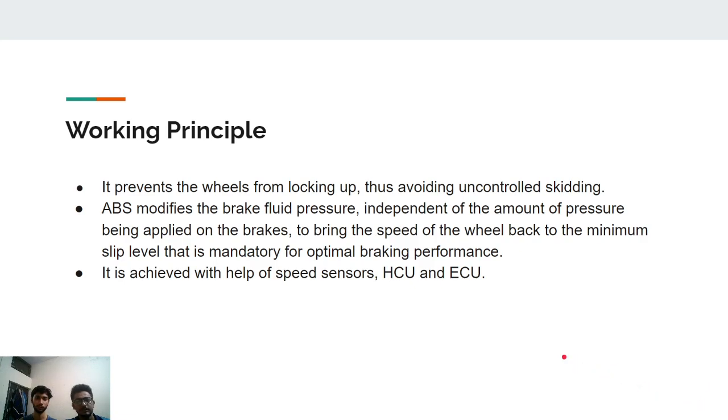It avoids this by modifying the brake fluid pressure, independent of the amount of pressure being applied on the brakes, which we generally apply while slamming on the brake in emergency situations. So what it does is bring the speed of the wheel back to the minimum slip level that is mandatory for optimal braking performance, which is 12% of the slip ratio. It is achieved with the help of speed sensors, hydraulic control unit, and electric control unit.